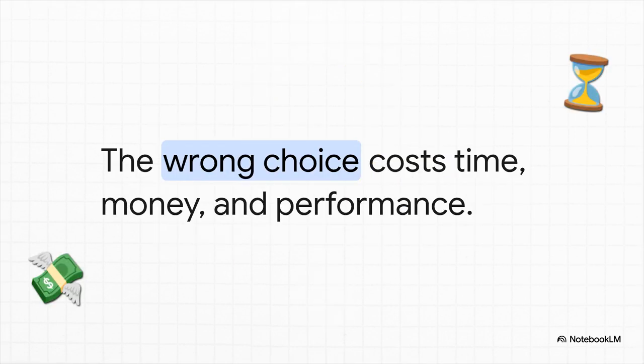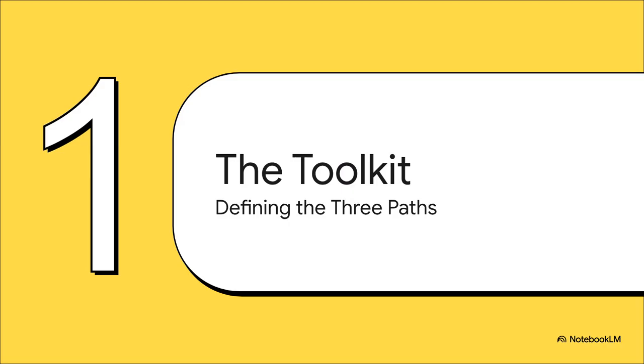Get this wrong, and you're looking at skyrocketing costs, terrible performance, a total nightmare to scale, and a product that, well, just doesn't work. So today, what we're going to do is build a framework to make sure you make the right call every single time. All right, so to make that choice, first we've got to understand our tools. Let's get super clear on what these three paths, prompting, fine-tuning, and RAG, actually are. Think of this as us opening up our strategic toolkit.